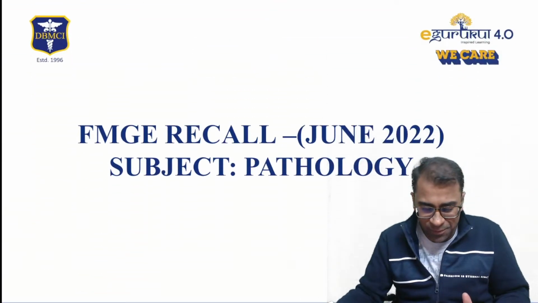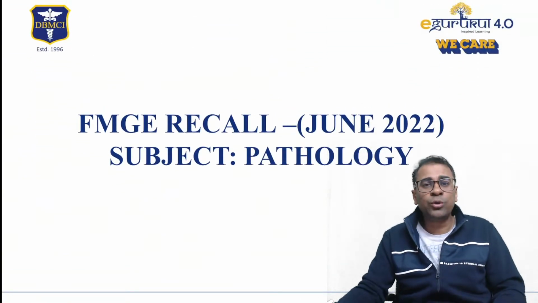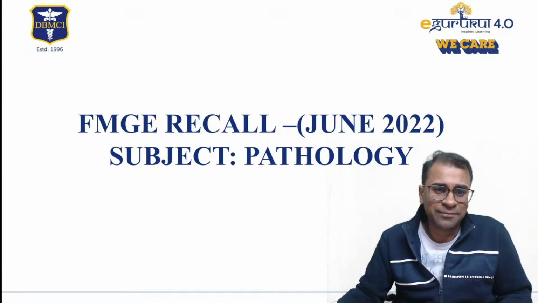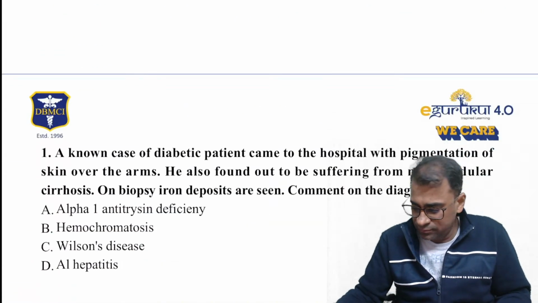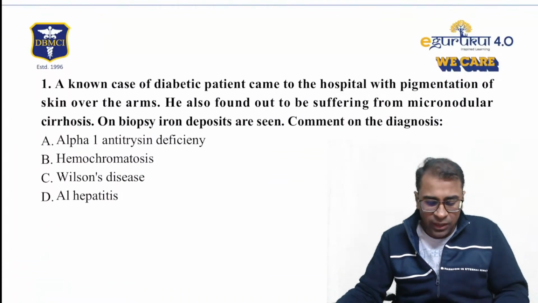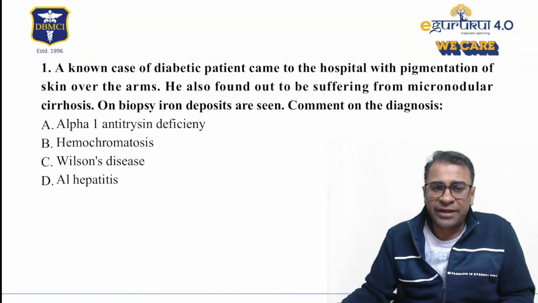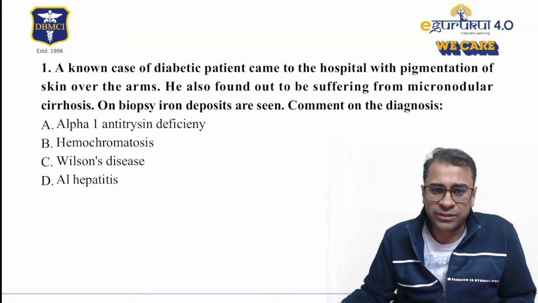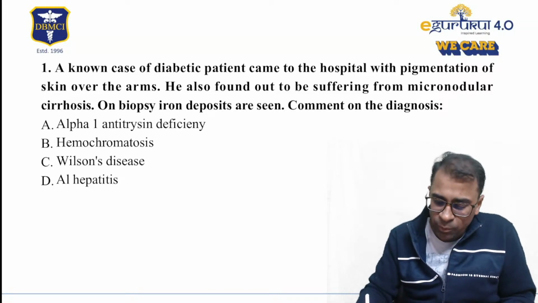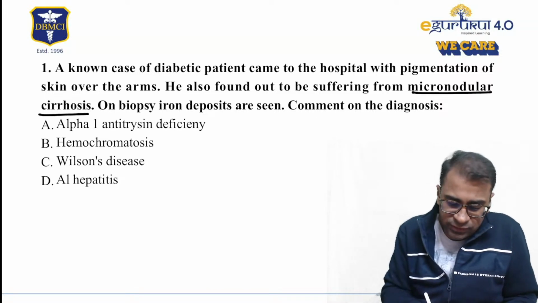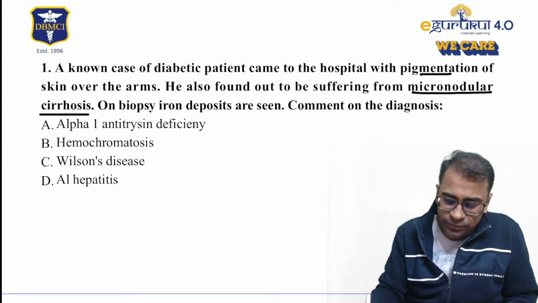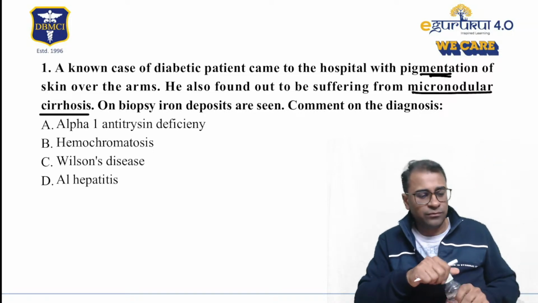Okay. Now we move to the June 2022 questions. All ready? Okay. A known diabetic patient came to hospital with pigmentation of the skin over the arms. There's also micronodular cirrhosis. What has happened to him? What has happened?